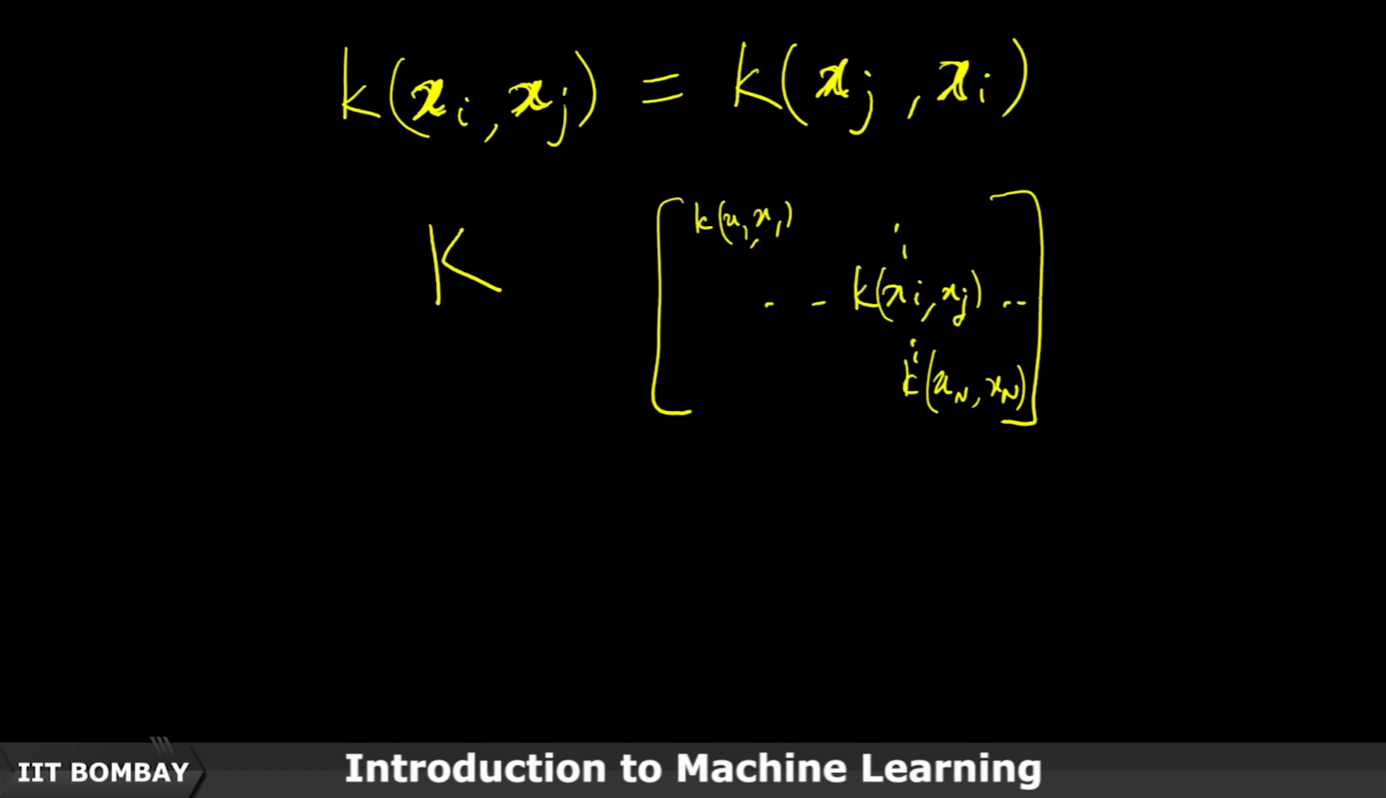That is a general element of this matrix. This matrix is going to be positive semi-definite. What does that mean? That all its eigenvalues will be non-negative. So that means this will have non-negative eigenvalues.